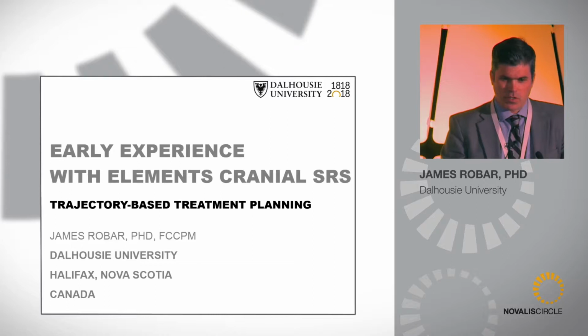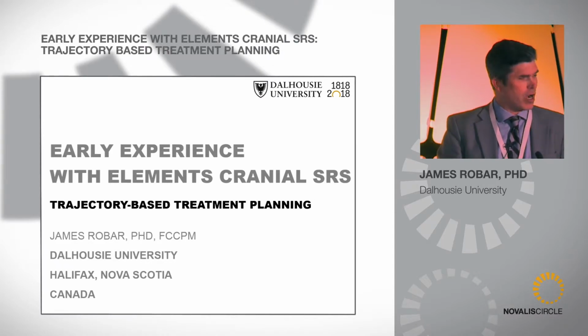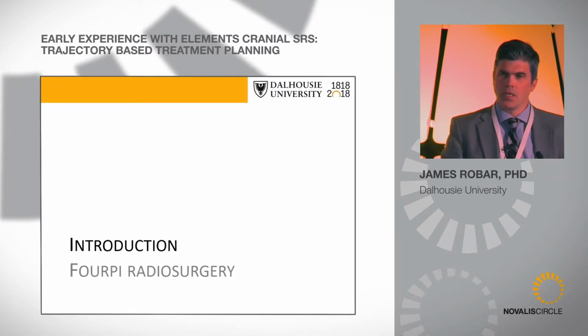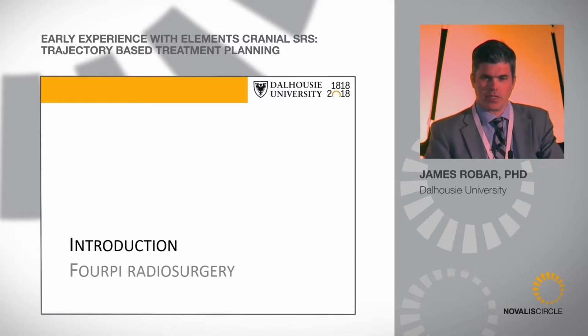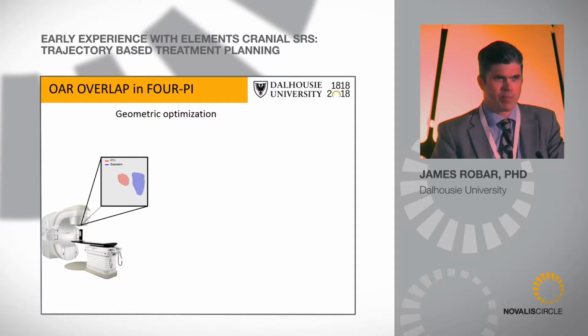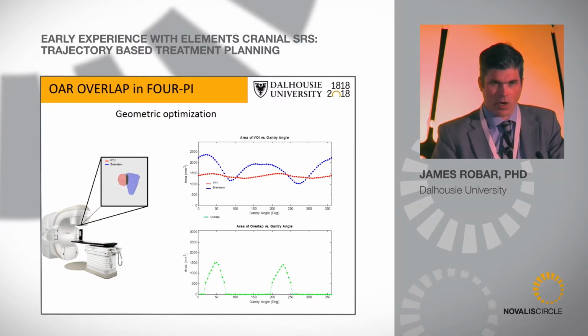So I'm just going to go briefly over our approach to 4-pi trajectory optimization, and others have taken different approaches. If we imagine a gantry rotating, in this case, around a PTV and a brainstem, there are certain angles where we have very little overlap between these two structures and others where we have a lot of overlap. And so we can actually plot the overlap, as I've done here in the bottom right plot.